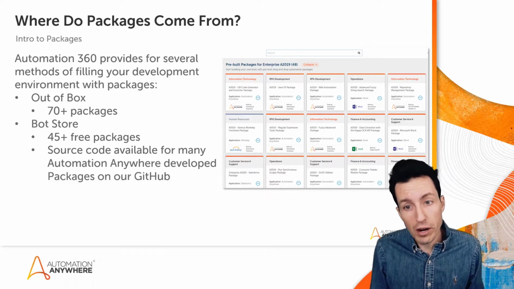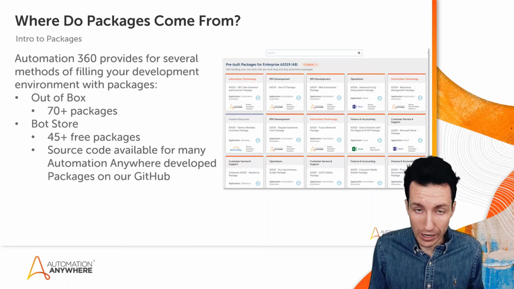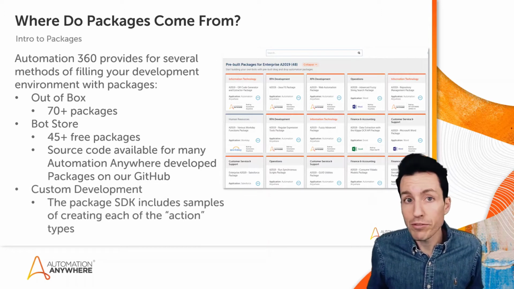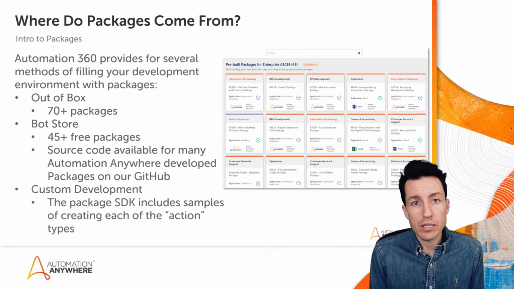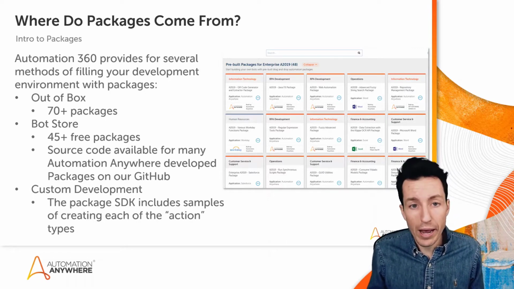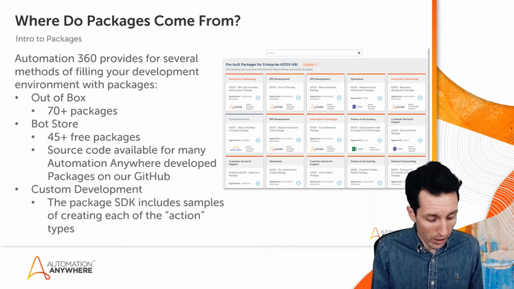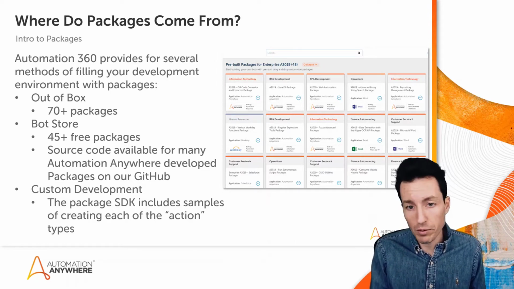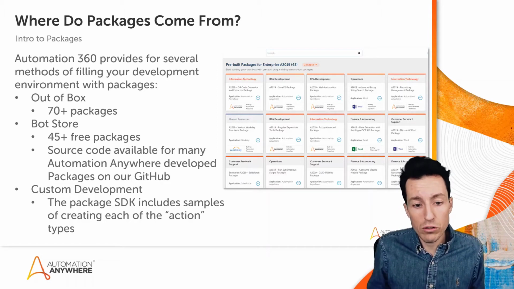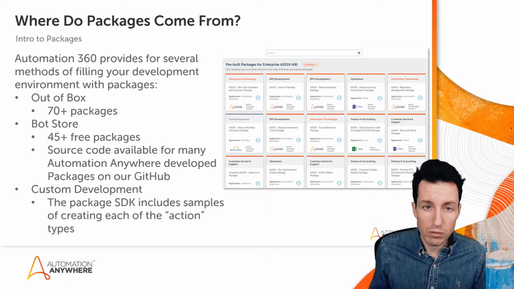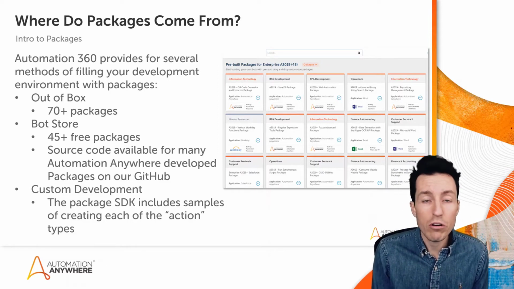So those are some great examples to show you exactly how those packages are built, which leads into our final place to get packages from, which is custom development. So with Automation 360, you do have the ability to download a package SDK. And that SDK allows you to create your own packages and create your own actions. So the same things we talked about before, the variables, the iterators, the conditional statements, the actions themselves, you can create those all on your own. That SDK is in Java, and with some minor Java development, you can start creating your own packages.